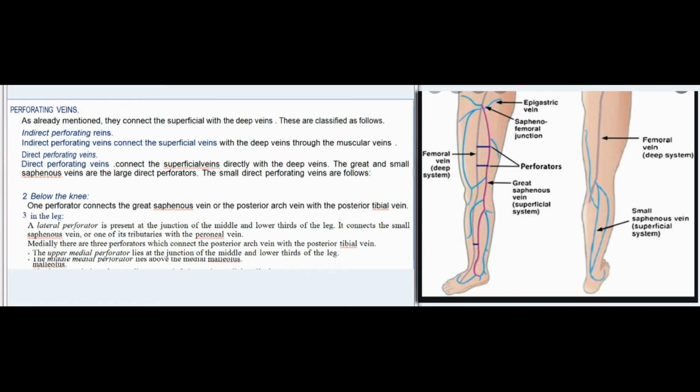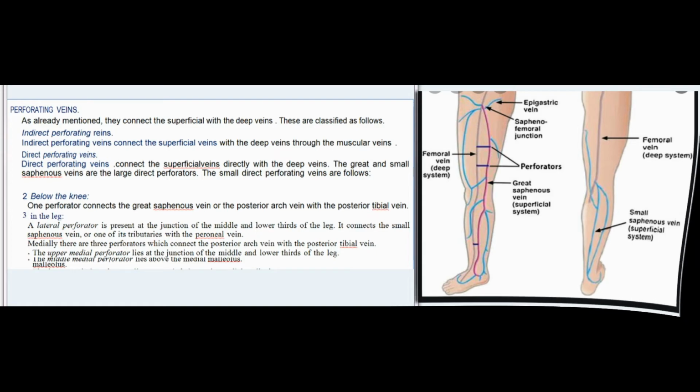The upper medial perforator lies at the junction of the middle and lower thirds of the leg. The middle medial perforator lies above the medial malleolus. The lower medial perforator lies postero-inferior to the medial malleolus.